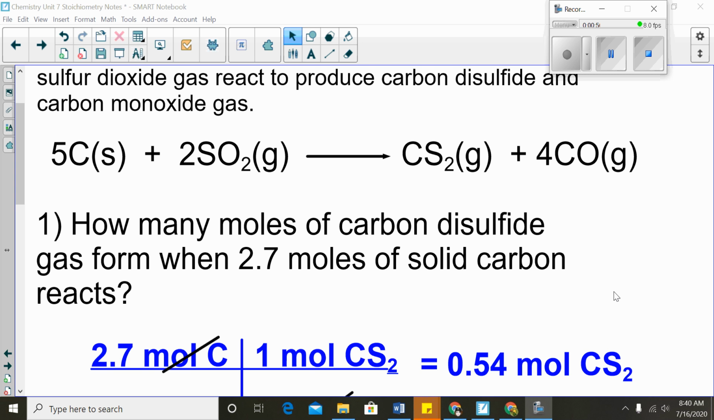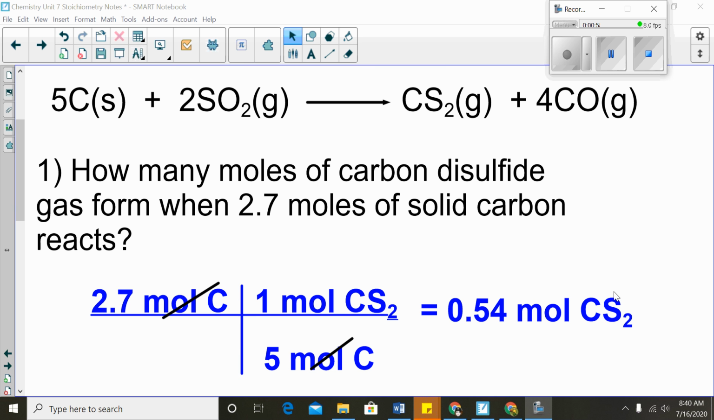So this might look familiar to you. This particular problem is still a mole-to-mole reaction, and that's to help refresh your memory about that mole-to-mole reaction because you will need it in the next two questions, and then also go one step further. So this is just a little refresher.